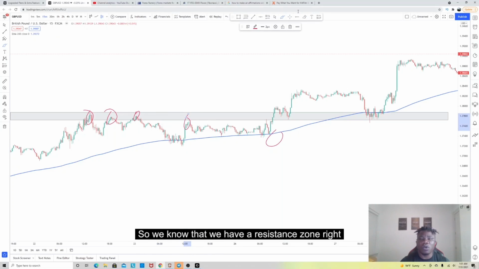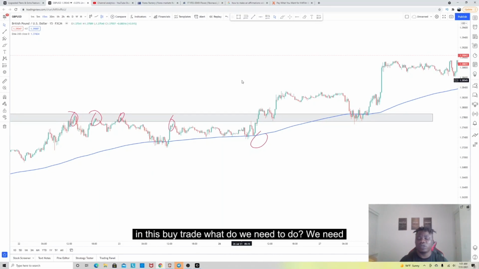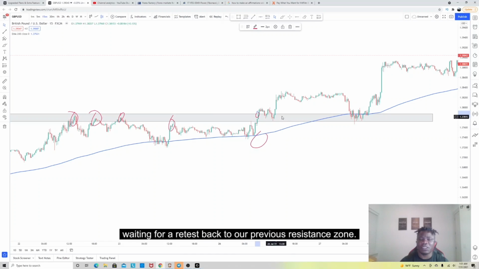So we know that we have a resistance zone right here to the left hand side. Now, before we get in this buy trade, what do we need to do? We need to make sure that price actually breaks our resistance right over here. Now, once we have that break, what we're waiting for is a retest back to our previous resistance zone.